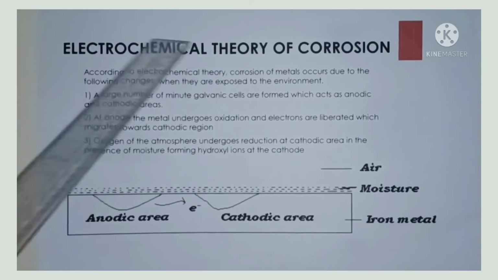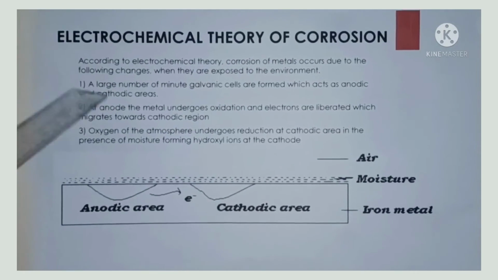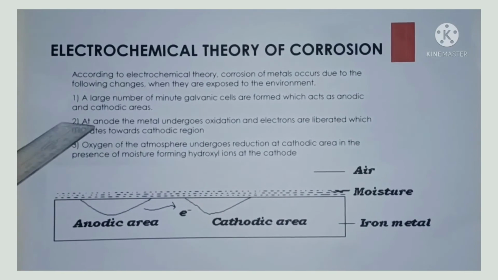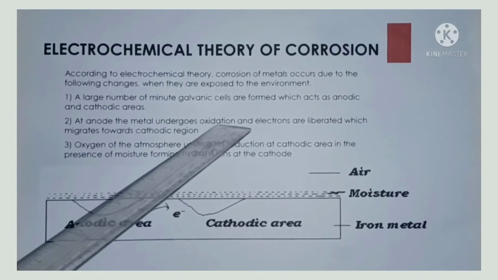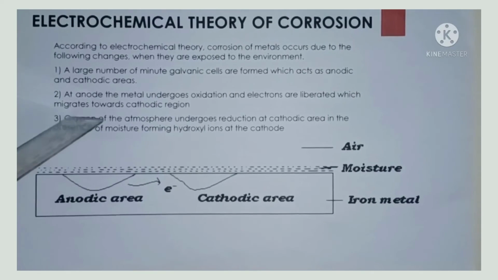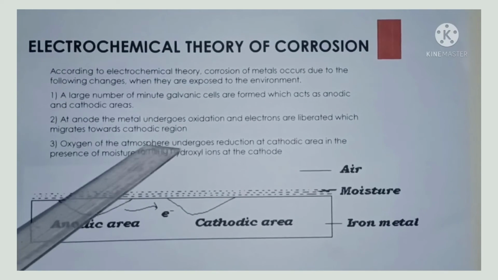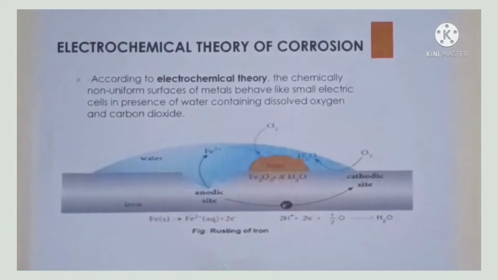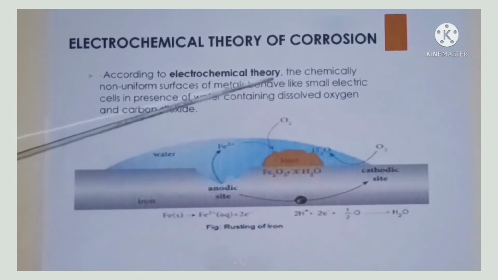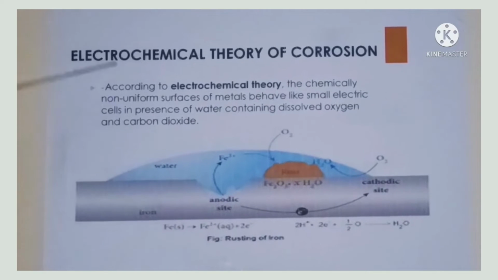According to electrochemical theory, corrosion of metals occurs due to the following changes when they are exposed to the environment. A large number of minute galvanic cells are formed, which act as anodic and cathodic areas. At the anode, the metal undergoes oxidation and electrons are liberated, which migrate towards the cathodic region. Oxygen of the atmosphere undergoes reduction at the cathodic area in the presence of moisture, forming hydroxyl ions at the cathode. So according to the electrochemical theory, the chemically non-uniform surfaces of metals behave like small electric cells in the presence of water containing dissolved oxygen and carbon dioxide.